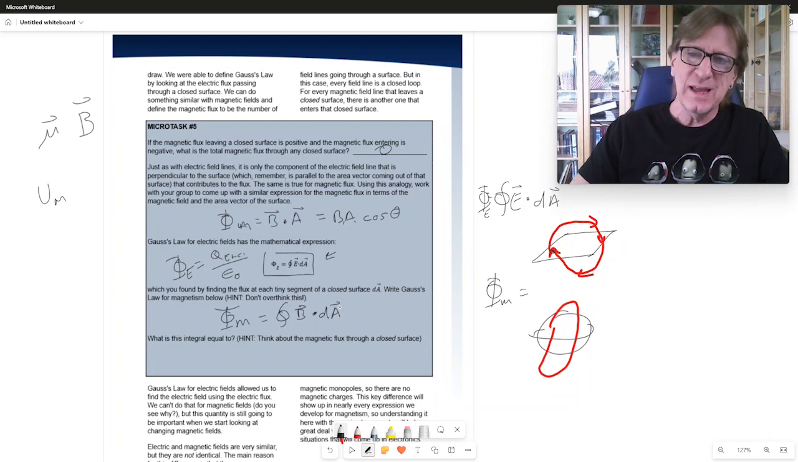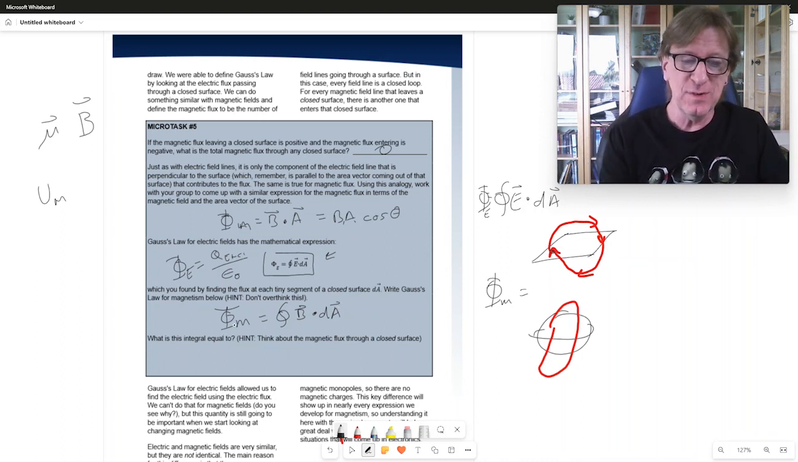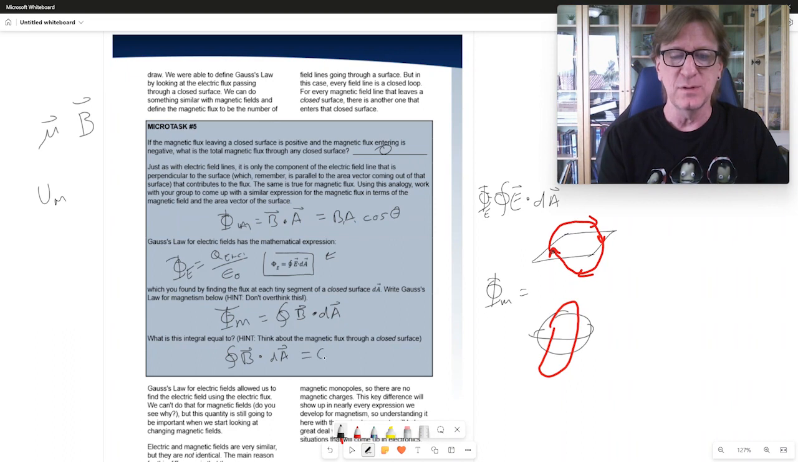Now, what is that integral equal to? Go back to the very first part of this. We said that all the field lines that go into a surface also have to exit that surface. Every one of them. There has to be a matched pair for every one of them. So what is the total magnetic flux for any closed surface? Well, it's 0. And so the equivalent of Gauss's law for magnetic fields would be to say that the integral of B dot dA must equal 0.